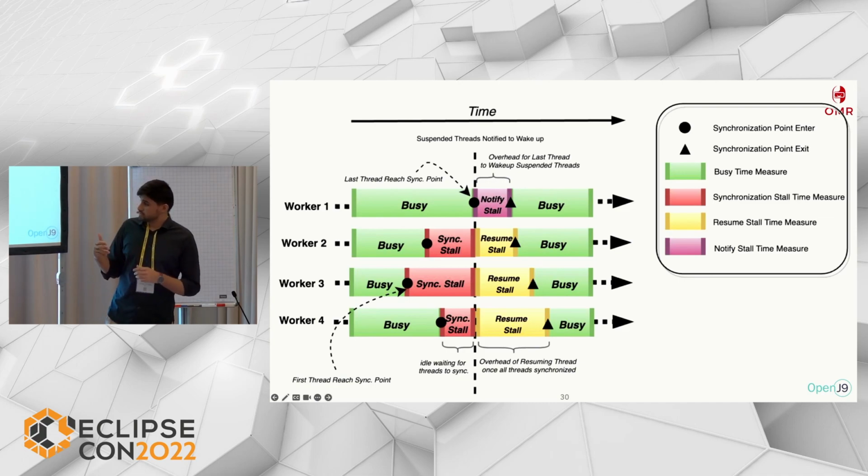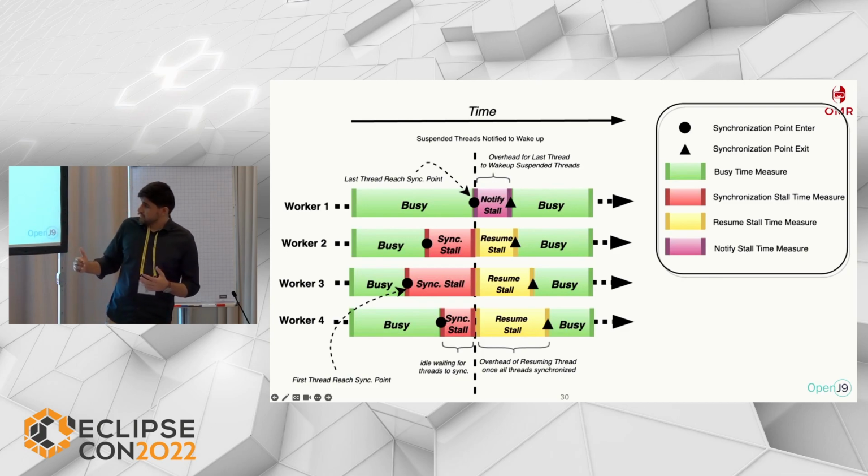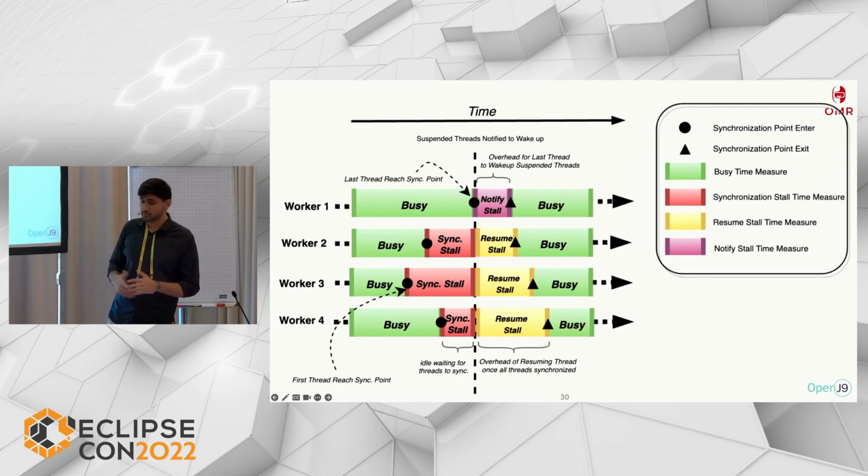So why are these important? Well, if we had more threads, there would be more resume stall, there would be more notify stall, right? So we can say that the number of threads directly impacts these different stall times. So this is just one example of what we look at for stall.